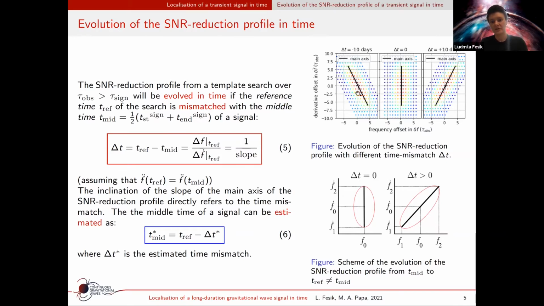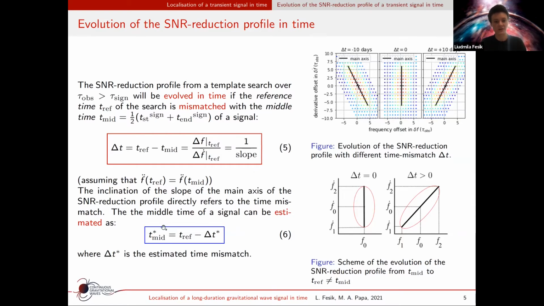We can distinguish the main axis of this ellipse, as shown schematically here, and look at the evolution of the main axis and find the mismatch in time to be 1 over the slope of the main axis. So we compute the difference in frequency divided by the difference in frequency dot. And we assume that the frequency double dot, the frequency second derivative, is approximately the same. In practice, it's mostly true because we consider up to the second order derivative.